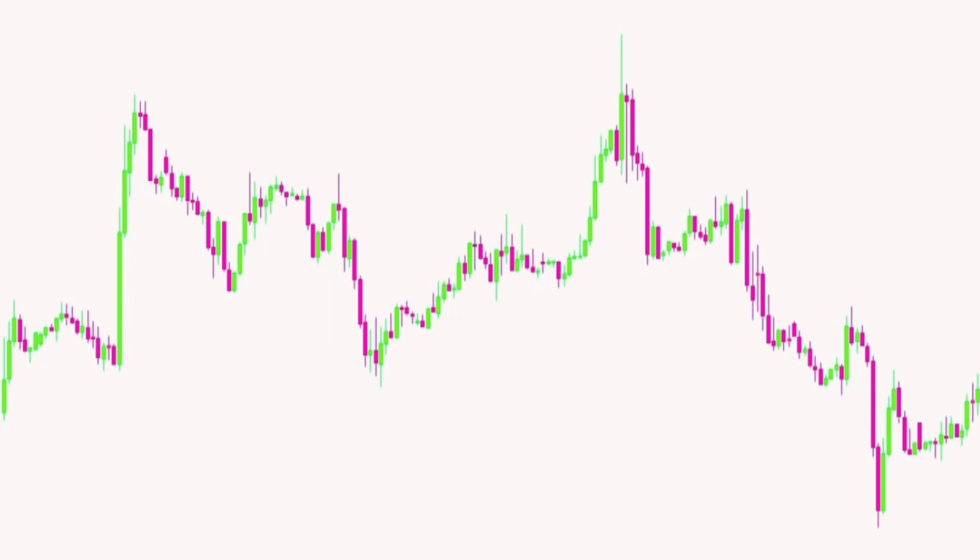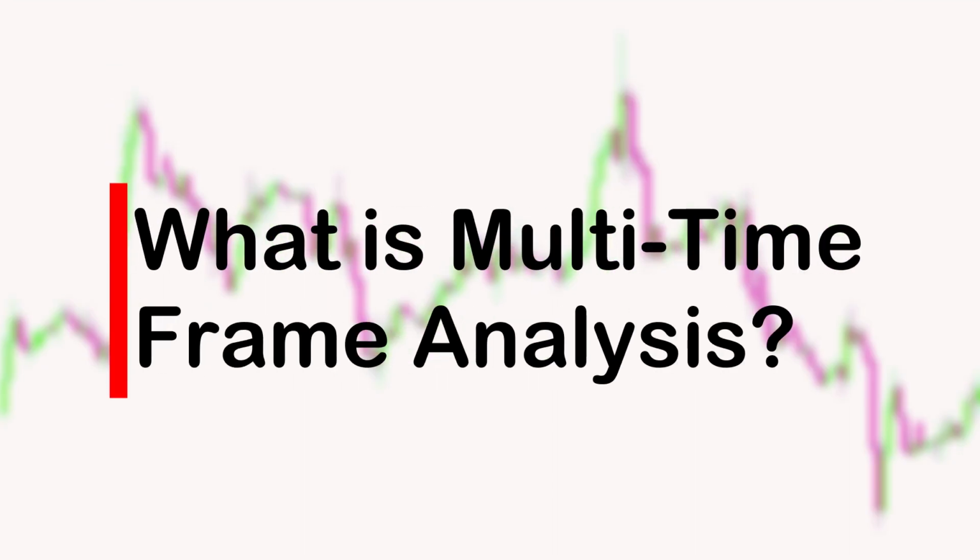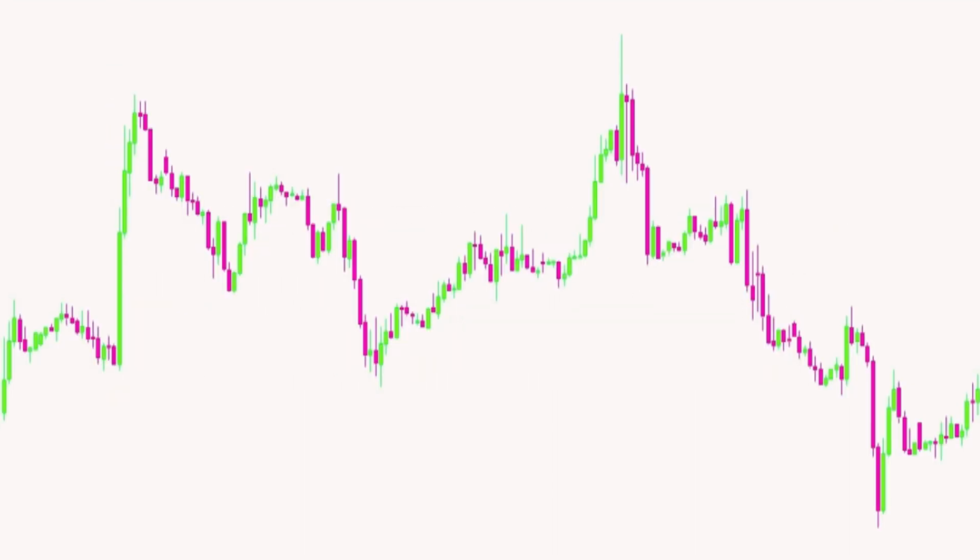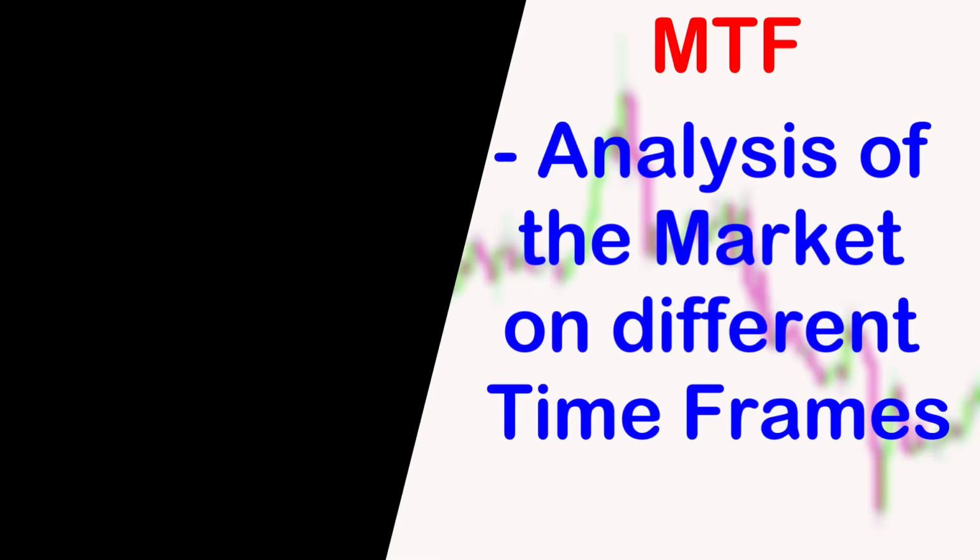Now, before we move to the strategy of the multi-time frame analysis, let us first understand what is multi-time frame analysis. The multi-time frame analysis simply means the analysis of the market on different time frames, which is done in order to make up a profitable trade in the market.